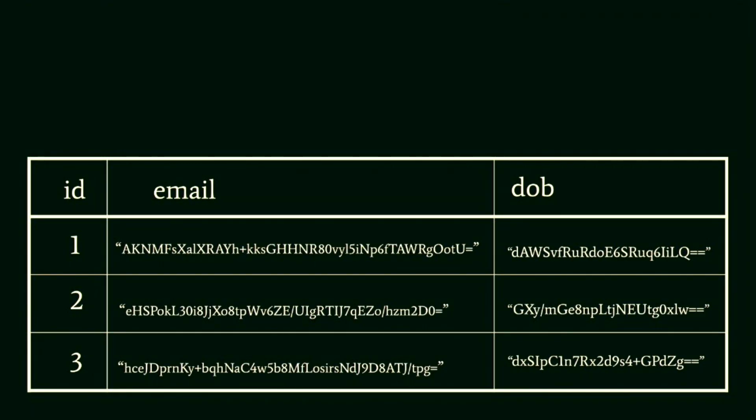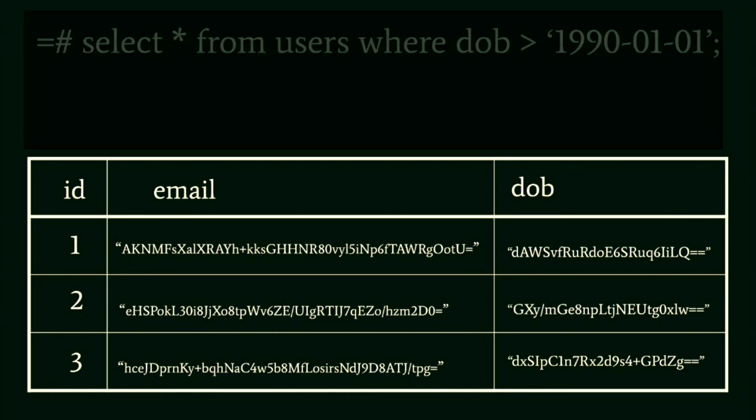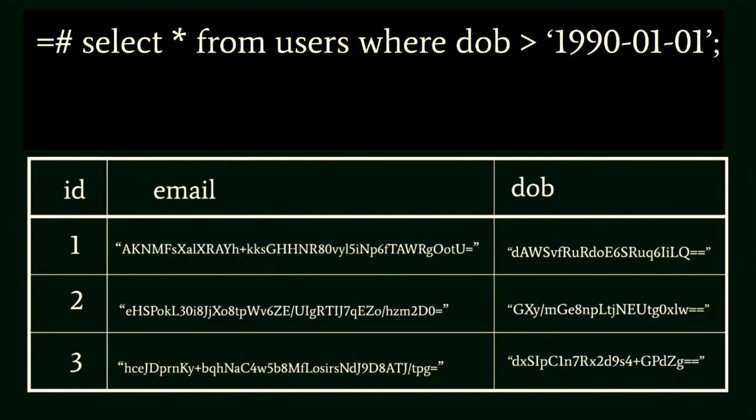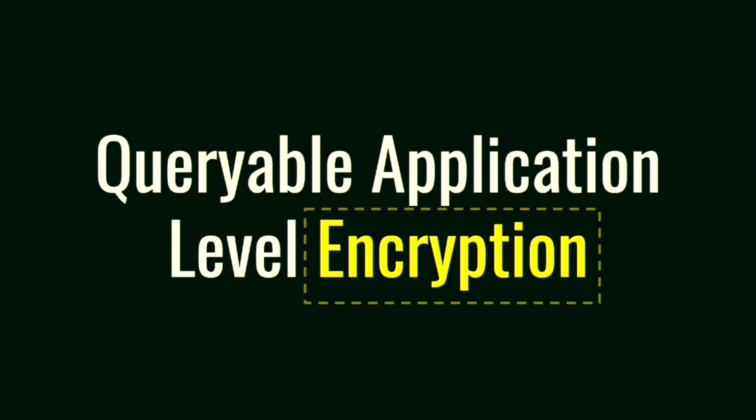But we want to secure that data, so we encrypt it. And we try to run that same statement again, and we get nothing returned. Why is that? Let's break this down. Ruby application level encryption. Let's start at the end. Encryption.